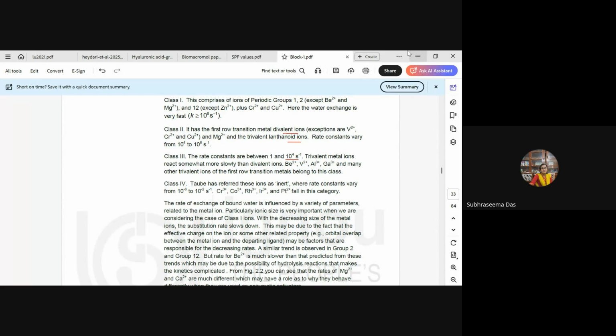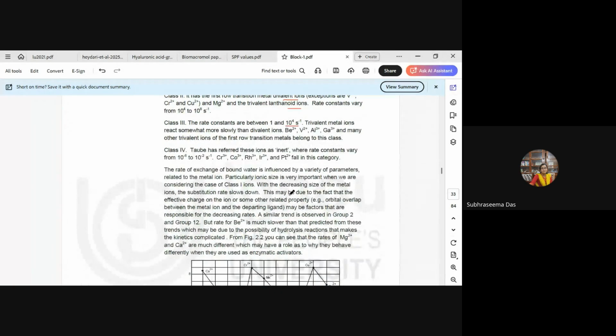Class 3 has rate constants between 1 and 10 to the power 4 second inverse. That is, the trivalent metal ions react somewhat more slowly than divalent ions, such as Be2+, V2+. And class 4 is called inert, where the rate constants vary from 10 to the power minus 6 to 10 to the power minus 2. Platinum 2+ comes into this category of inert.